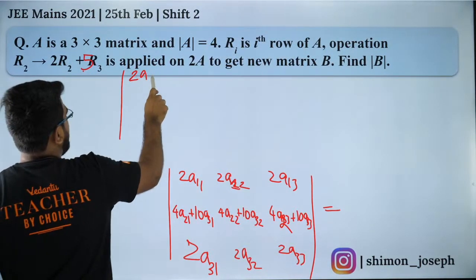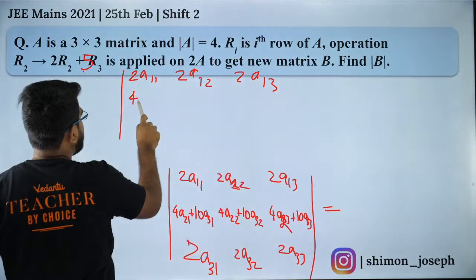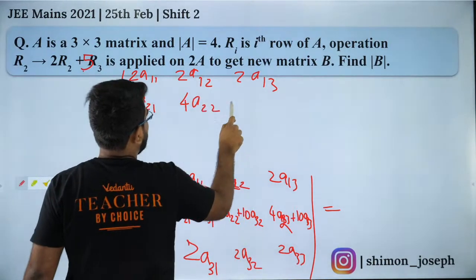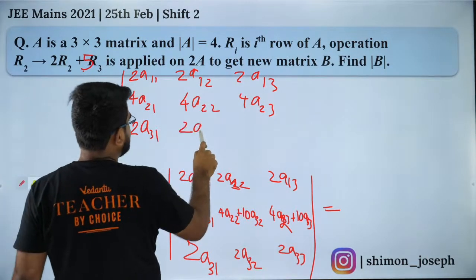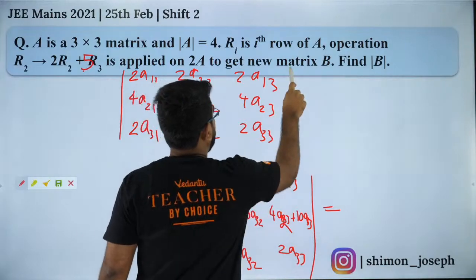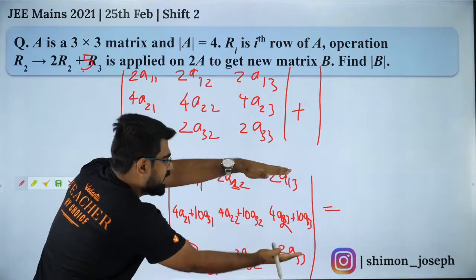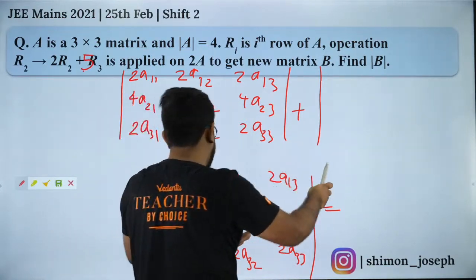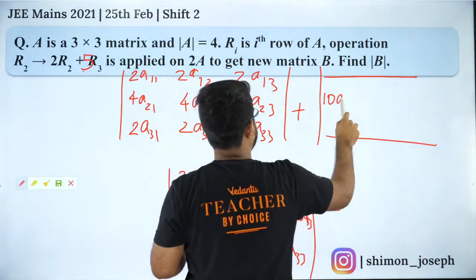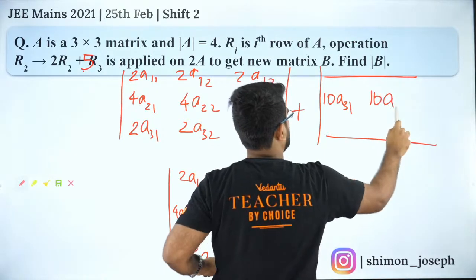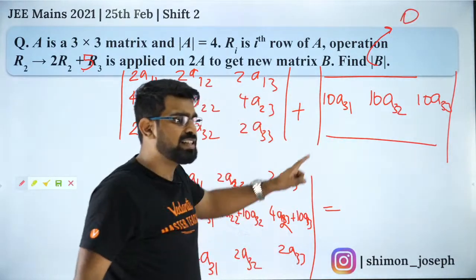Det of 2a11, 2a12, 2a13, 4a21, 4a22, 4a23, 2a31, 2a32, 2a33 plus. Now this row I will split it, because when two rows are constant and one row is expressed as a sum, I can split it, right? So the first row and third row will remain the same, and the middle row will be 10a31, 10a32, and 10a33.